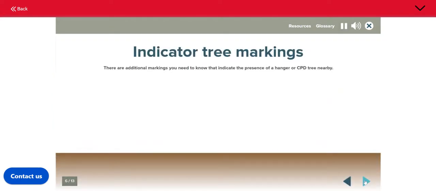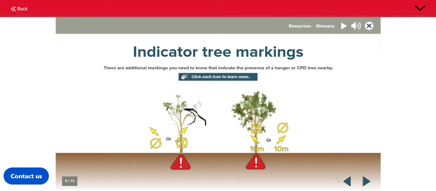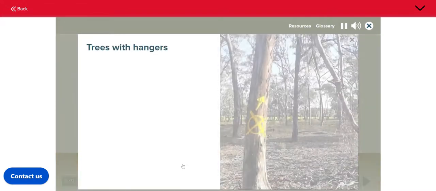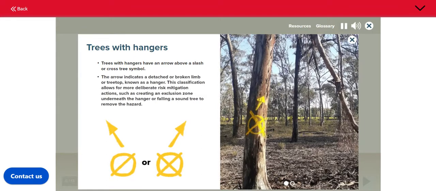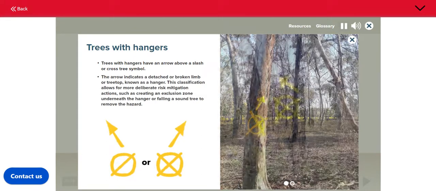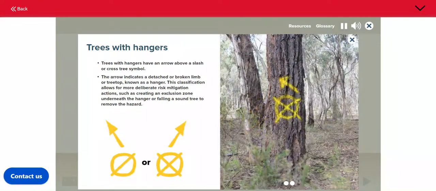There are additional markings you need to know that indicate the presence of a hanger or CPD tree nearby. Trees with hangers have an arrow above a slash or cross tree symbol. The arrow indicates a detached or broken limb or treetop, known as a hanger. This classification allows for more deliberate risk mitigation actions, such as creating an exclusion zone underneath the hanger, or falling a sound tree to remove the hazard.